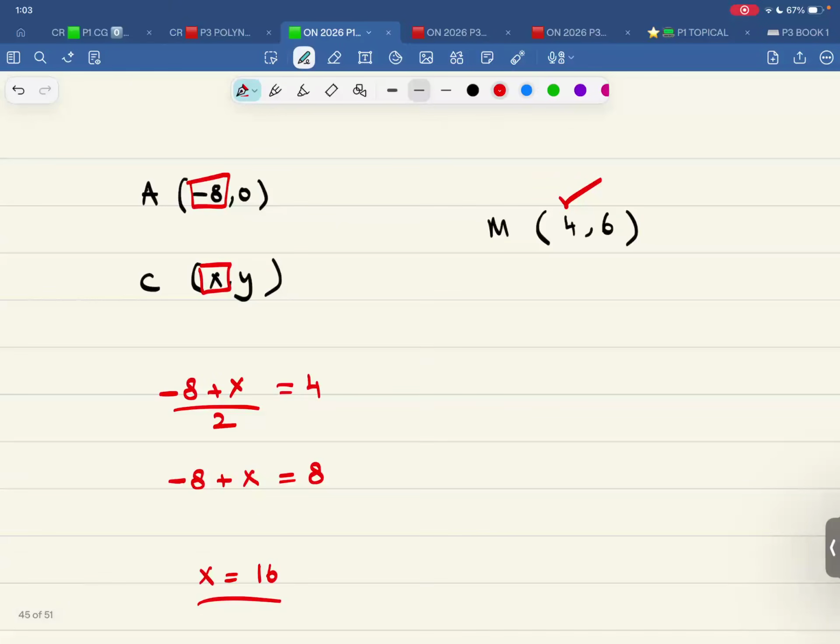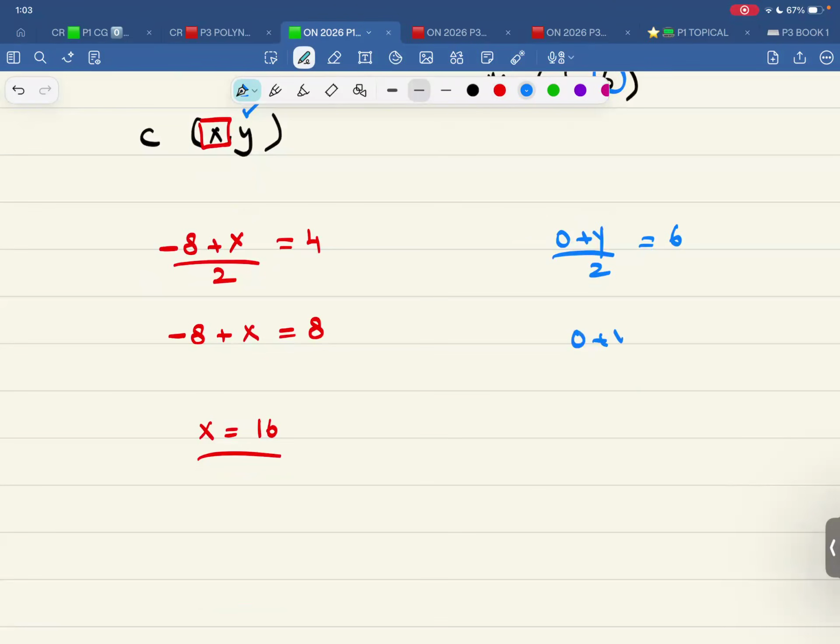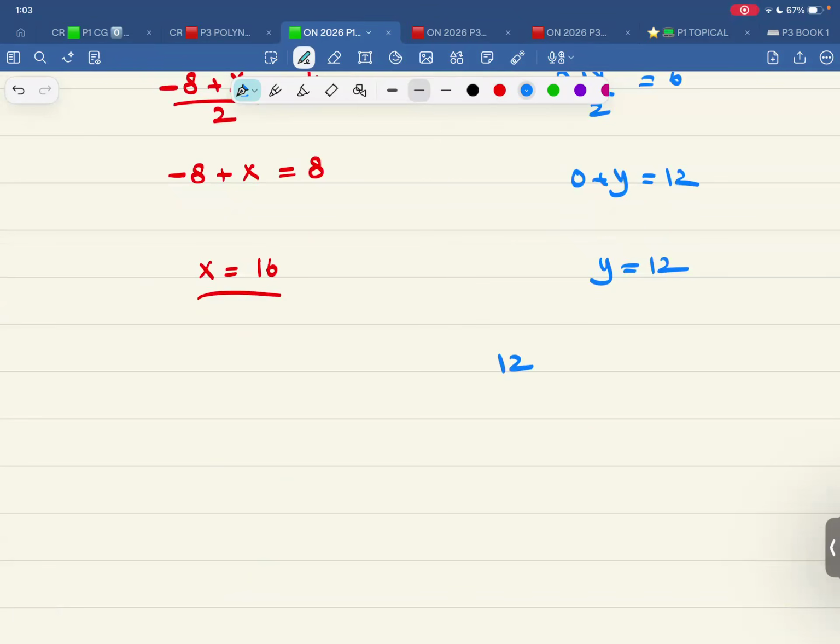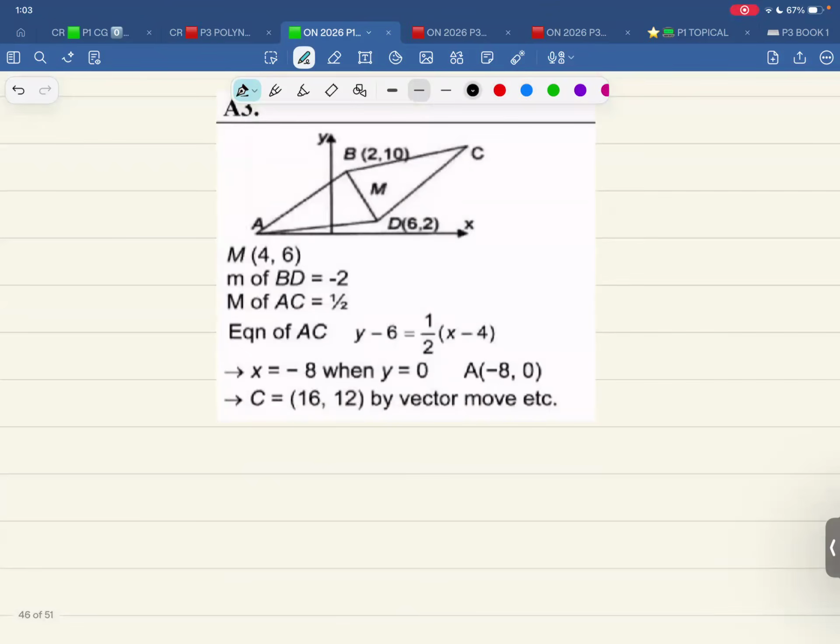That is one thing. Let's focus on the y. So (0 plus y) divided by 2 is 6. Therefore, 0 plus y equals 12. y equals 12. So this is 12 and this is 16. Therefore, the coordinate of C is (16, 12).